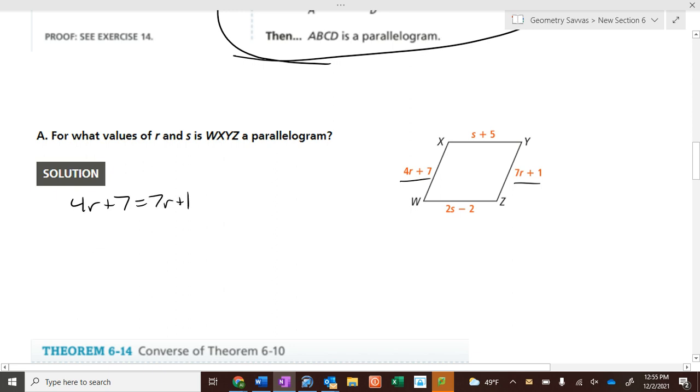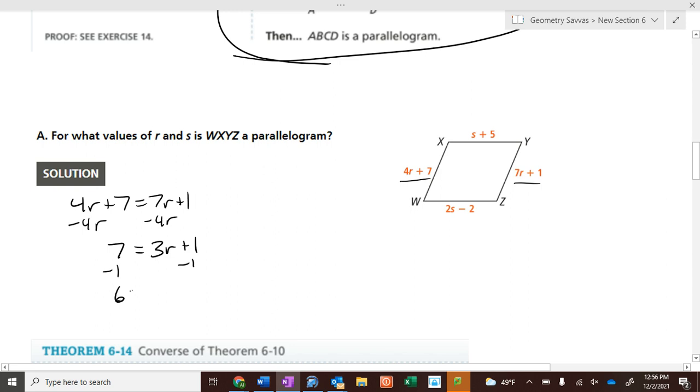How do I solve that? First step to solve that, Tyler. What would you do if 4R plus 7 equals 7R plus 1? Subtract what? I wouldn't subtract 7. 4R. Not just 4, but 4R. You try to move the variables first if you can. So it's 3R plus 1. And then what would you do to each side, Adeline? Subtract 1. So 6 equals 3R. And if we divide by 3, R equals 2.